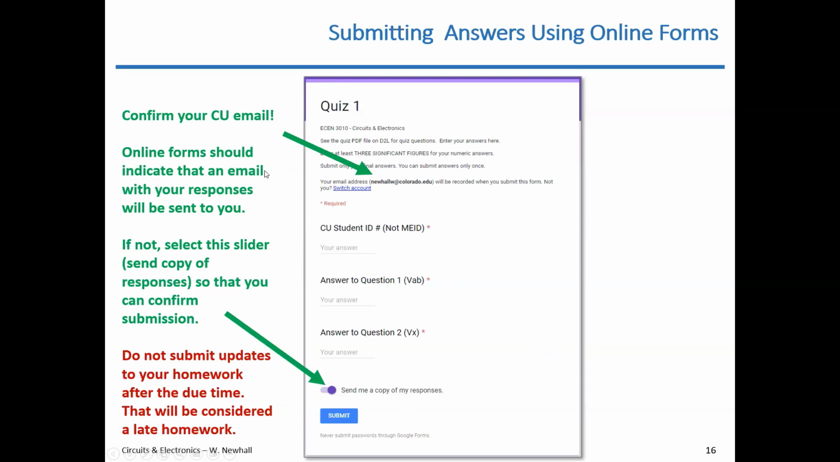And then list the other information and your answers. And you should get a reply. So this is like your receipt for submitting an assignment. You should get a reply. If you don't get a reply, contact me.